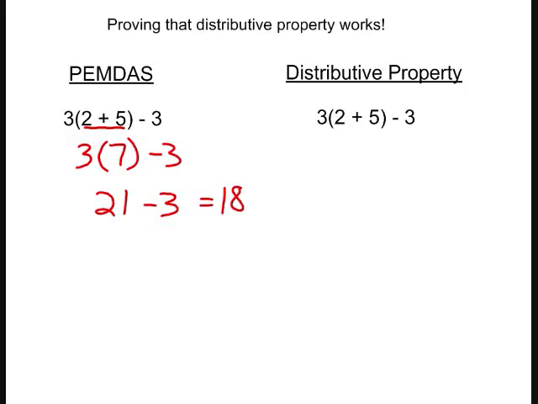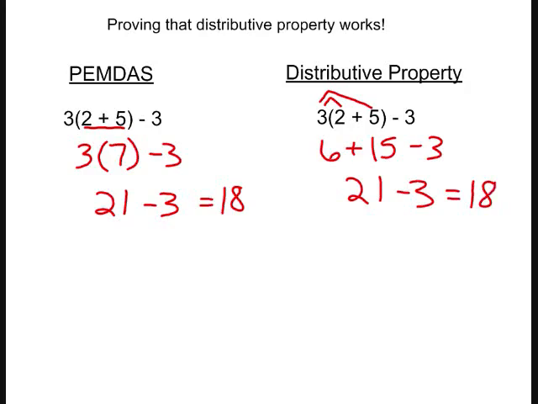Now, we're going to take a look at the distributive property and show that you get the same answer if you use the distributive property. So we'll start off multiplying 3 times 2, which is 6. And then 3 times 5, and we're going to add 3 times 5, which is 15. Once we've done that, now we can go ahead and do our addition and subtraction. Well, 6 plus 15 is 21, and 21 minus 3 is 18.